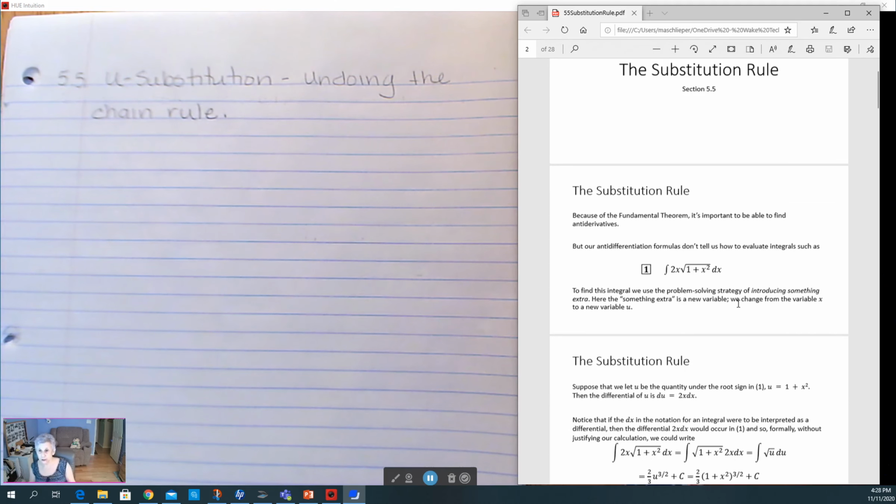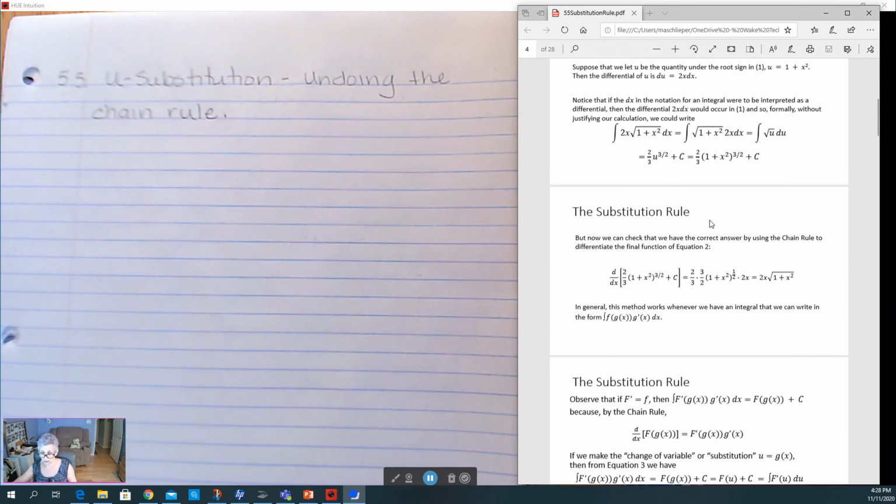So if you have something that looks like the integral of 2x times the square root of 1 plus x squared, you want to identify your inside function, and we name it u. So u is equal to 1 plus x squared. Then the differential of u is the derivative of 1 plus x squared, 2x, dx. And then we're going to substitute back in, and we'll be integrating with respect to u, and then we'll substitute our x's back in. So step number 1 will be to find our inside function.